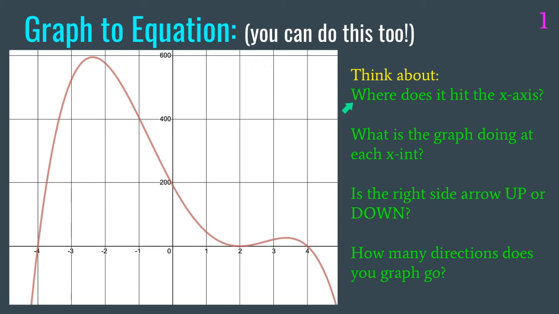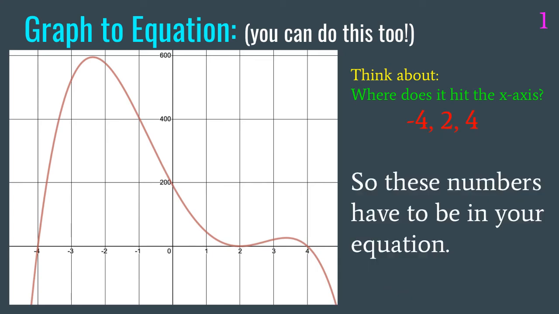So here's what I want you to think about. Where does it hit the x-axis? What is the graph doing at those points? Is the right side arrow up or down? And how many directions does the graph go? That's going to be a way for you to check your answers so you didn't miss anything. Okay, so right now I can look at this. I can see it hits at -4, 2, and 4. Hits at -4, 2, and 4. So those numbers have to be in your equation.